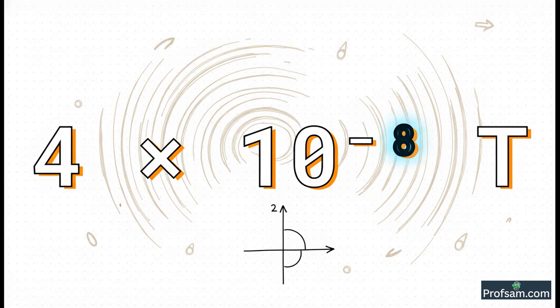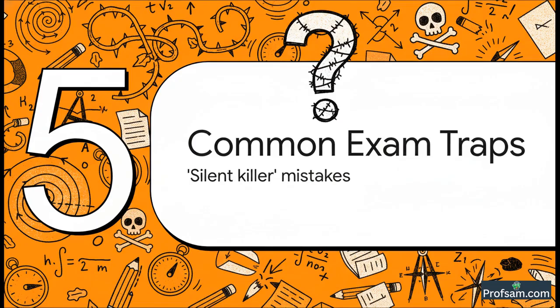After the calculation, we find that the magnitude of the magnetic field is 4 into 10 to the power minus 8 Tesla. Please remember the unit Tesla. It is very important. And the direction, just as we figured out, is along the positive z-axis. Absolutely straightforward.